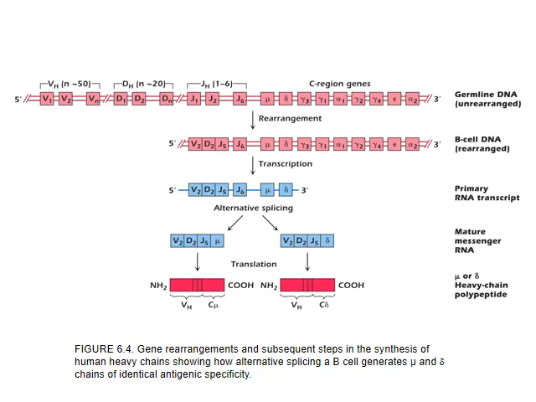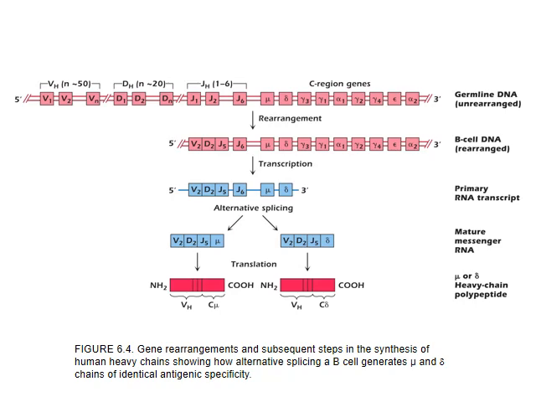Now, this is another figure over here that you will see that has a gene rearrangement and subsequent steps in the synthesis of human heavy chains. And you will again see pretty much the same sequence. The only difference is that now we're talking about a heavy chain. It could be a mu or it could be epsilon.